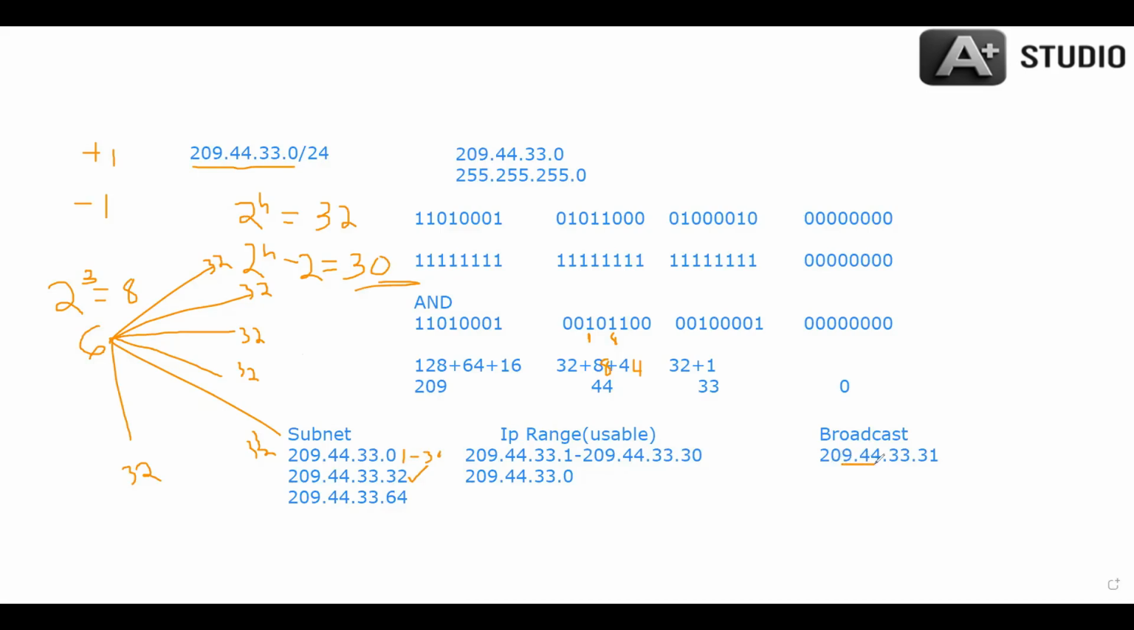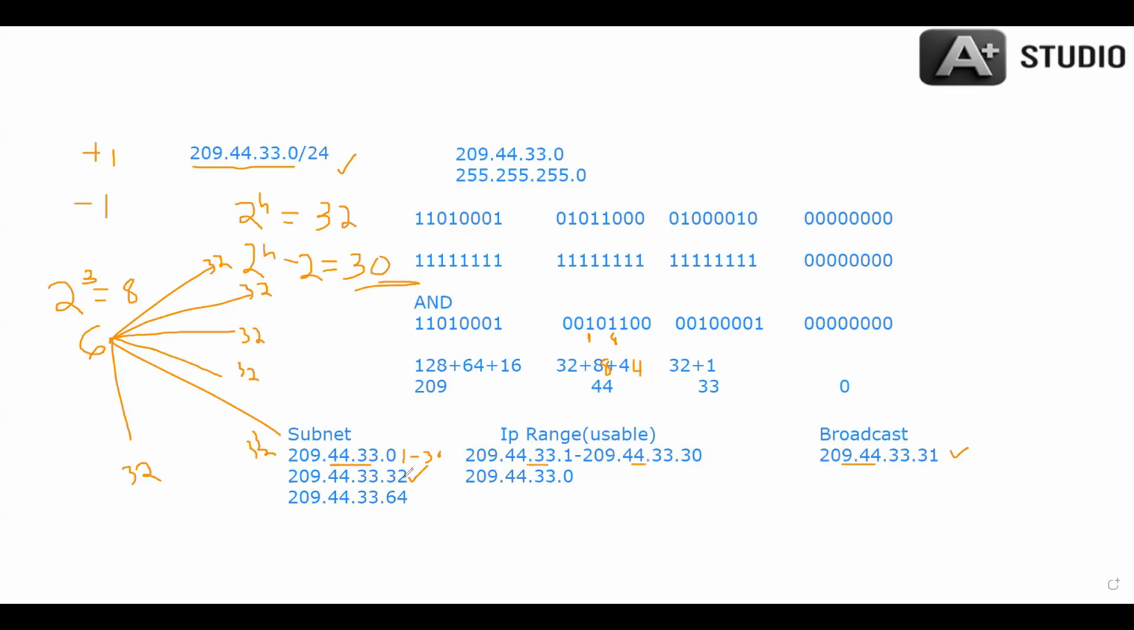And then the last one becomes the broadcast, because we said that the last address is the broadcast address of the first network. The first one is used for the network address, so we don't use this, and we don't use that. We use only this, and then that.